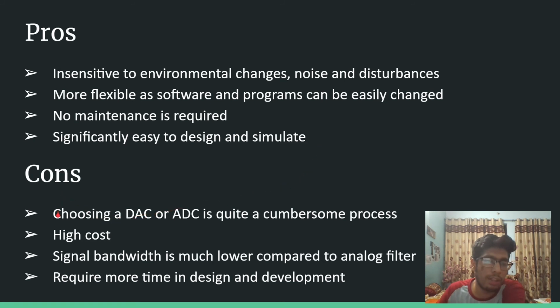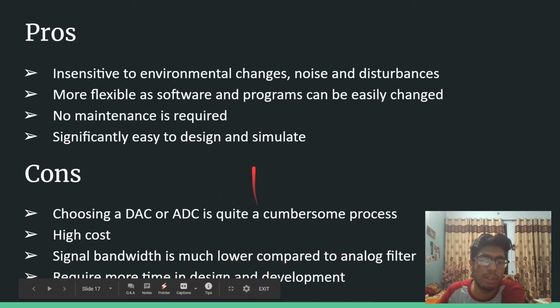But disadvantages are choosing a DAC or ADC is quite a cumbersome process in itself and requires quite a good knowledge of the subject. These have high cost of production. Signal bandwidth is much lower compared to the analog filter, and they require more time in design and development. These might be efficient in performance but require more time in design as compared to the analog filters.